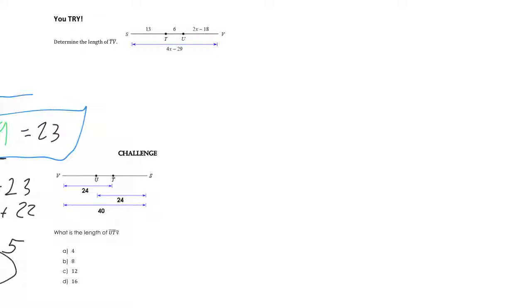So you probably tried these on your own by now, but again, we just want to set up our equation. So we need to add our pieces: 13 plus 6 plus 2x minus 18. And the pieces add up to the total, which is 4x minus 29. Again, I'm just going to combine like terms on the left and simplify. So 13 plus 6 is 19, minus 18 is just 1, plus 2x equals 4x minus 29.